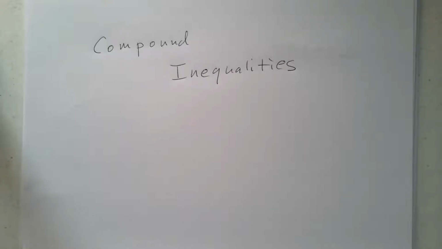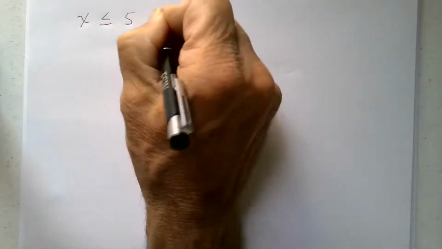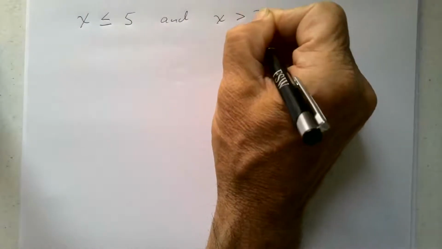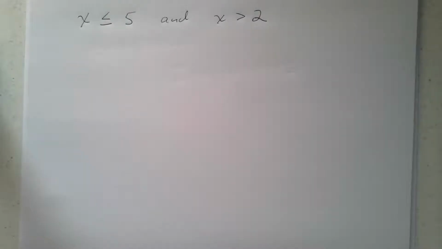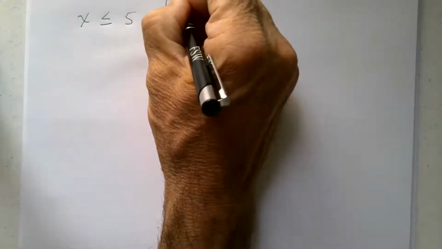This is Bob Capetta, and this lesson is on compound inequalities. So let's see if we have something like this: x is less than or equal to 5, and x is greater than 2. How do we express this? And, of course, "and" means intersection.